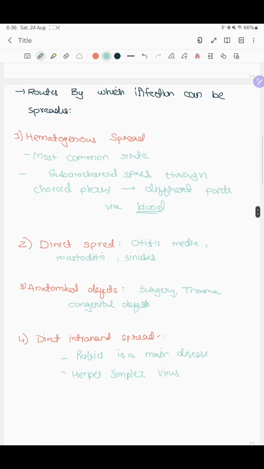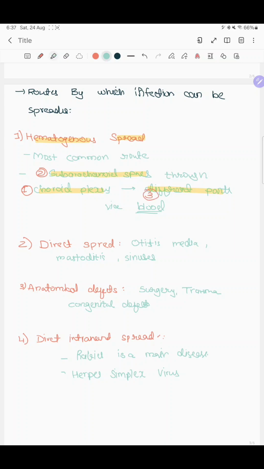So we'll just revise it. What are the different routes by which infection can be spread? What is the most common? It is hematogenous spread, the most common route. How does it get spread? The agent enters the choroid plexus, then it goes into the subarachnoid space, and then it goes to different parts via the blood. So it's the choroid plexus, then the subarachnoid spaces, and then the different parts of the body.